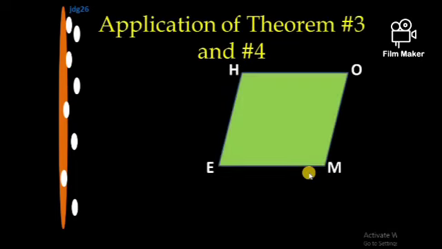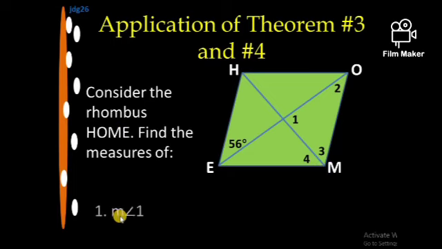Application of theorem number 3 and number 4. Let us consider the rhombus HOME with diagonal HM and diagonal EO, and with the given measures of the angles. Find the measure of angle 1. What do you think is the measure of angle 1? Correct! Angle 1 measures 90 degrees. According to theorem number 3, the diagonals of a rhombus are perpendicular, and each angle measures 90 degrees.